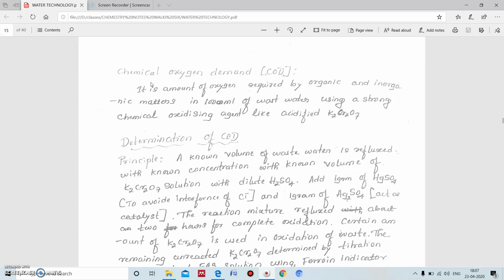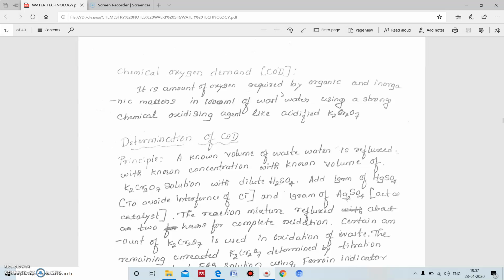wastewater sample. The chemical oxygen demand is defined as the amount of oxygen required by the organic and inorganic matter present in 1000 ml of wastewater sample using a strong chemical oxidizing agent like acidified potassium dichromate. Here, acidified potassium dichromate is going to oxidize the organic and inorganic waste present in the water. During that oxidation, the amount of oxygen utilized is the chemical oxygen demand of the wastewater sample.